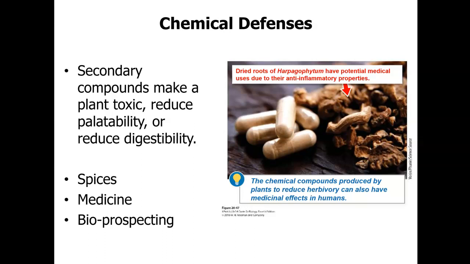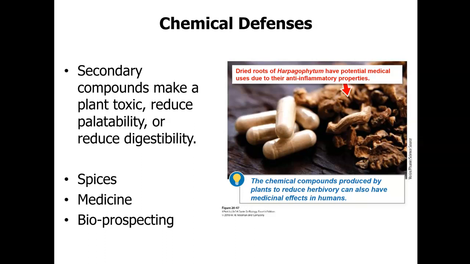Next, you have your chemical defenses. This is going to be a secondary compound. It's going to make a plant toxic. It can reduce its palatability, make it not taste as good, or reduce its digestibility and make it very uncomfortable for the herbivore that tried to eat it.